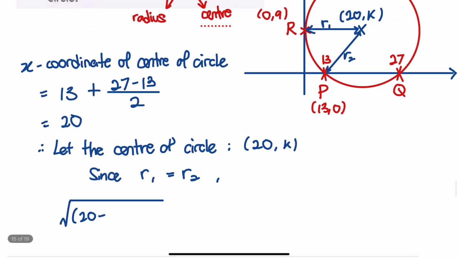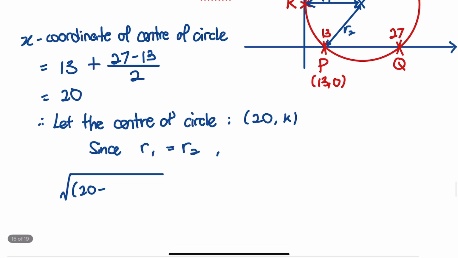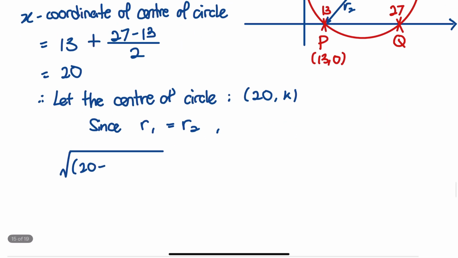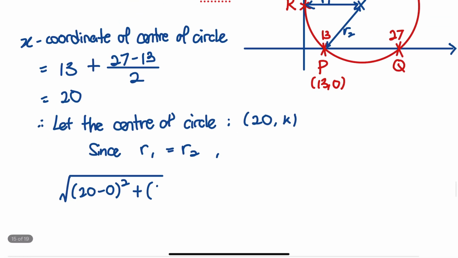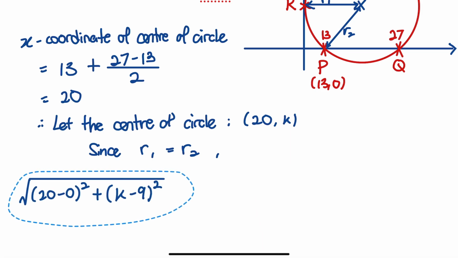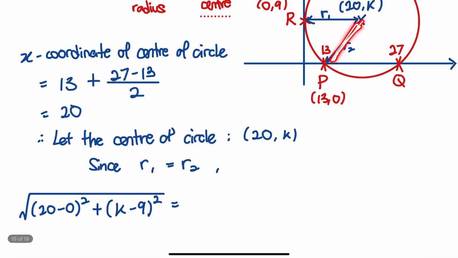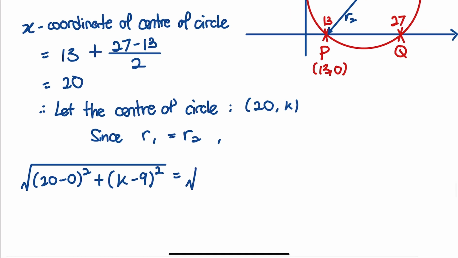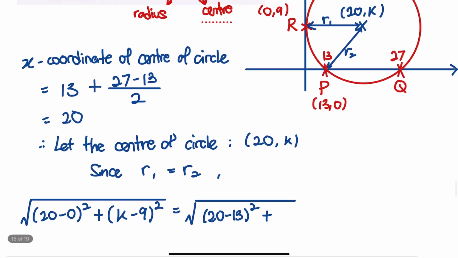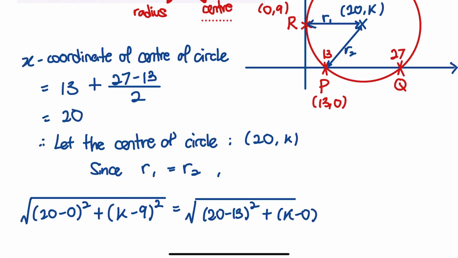20 minus minus R1 0 square, then plus, next is the y coordinate, k minus 9 the whole thing square. Okay, this is my r1 distance. Okay, this is equal to r2, which is this distance here, which I can take the same thing, square root of 20 minus 13 the whole thing square plus k minus 0 the whole thing square.